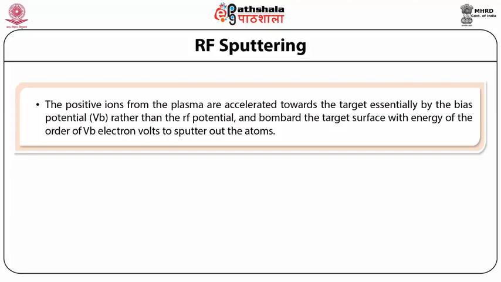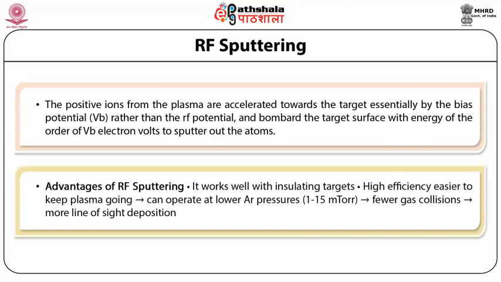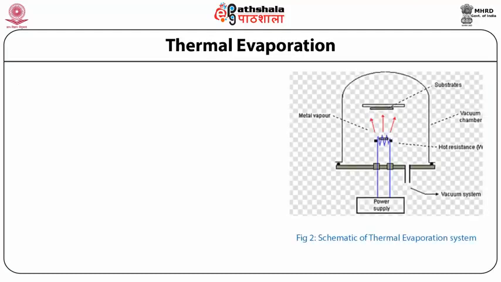RF potential, and bombard the target surface with energy of the order of VB electron volts to sputter out the atoms. Advantages of RF sputtering are: it works well with insulating targets, high efficiency, easier to keep plasma going, can operate at lower argon pressures, fewer gas collisions, more line of sight deposition. Let us now discuss thermal evaporation.